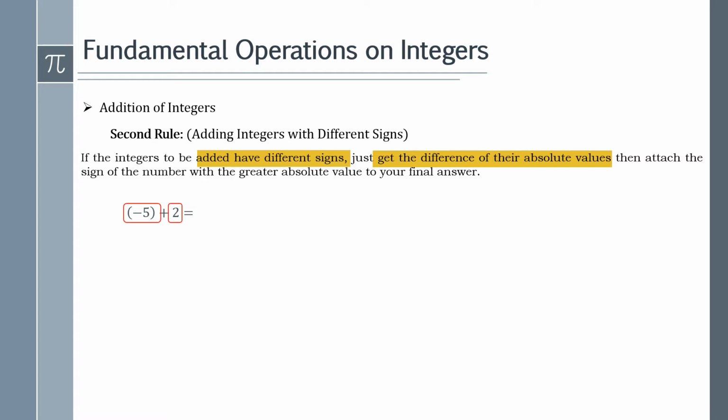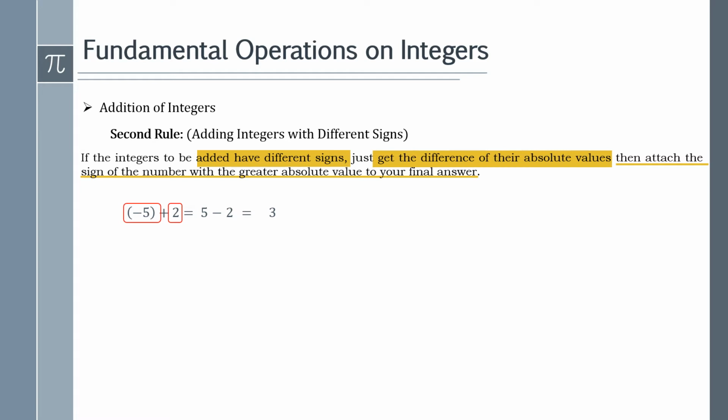So, kukunin natin ang absolute value ng negative 5. That is 5. Absolute value ng 2. That is definitely 2. Then, sabi dyan, difference. So, meaning, isa-subtract natin. So, 5 minus 2, that is equal to 3. And then, sabi niya, attach the sign of the number with greater absolute value to your final answer. Paano gagawin yon? Tingnan natin ulit ano yung given. Look at these two class. Sa negative 5 at 2, okay, or 5 and 2, ano yung malaki?